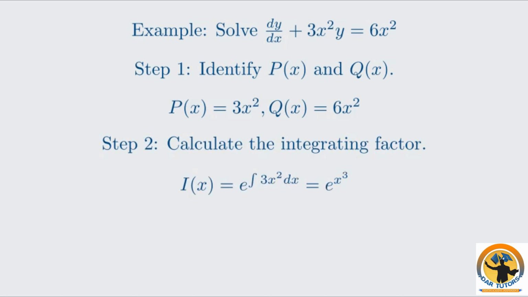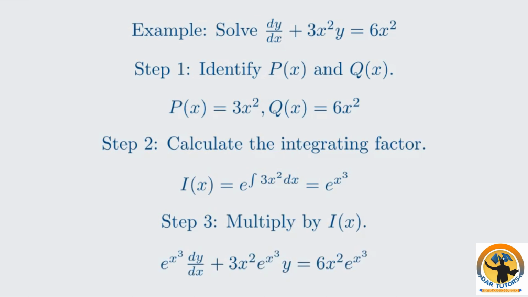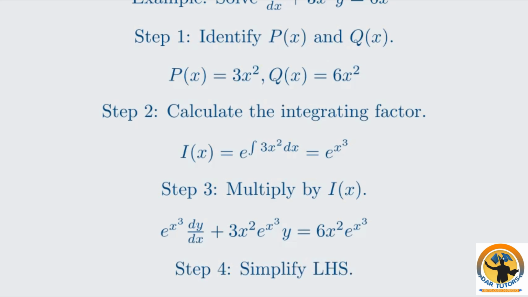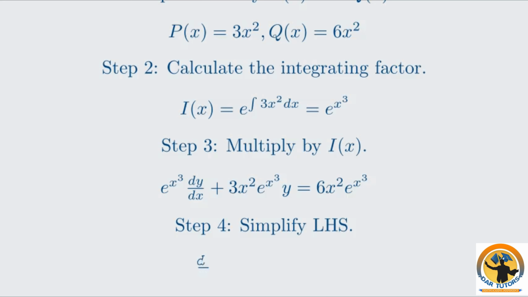We integrate p of x, which is 3x squared, to get x cubed. So the integrating factor mu of x is e to the power of x cubed. Now we multiply the entire differential equation by e to the x cubed. This gives us e to the x cubed times dy/dx plus 3x squared e to the x cubed times y equals 6x squared e to the x cubed. The left-hand side is now the derivative of the product y times e to the x cubed. This is the magic of the integrating factor.